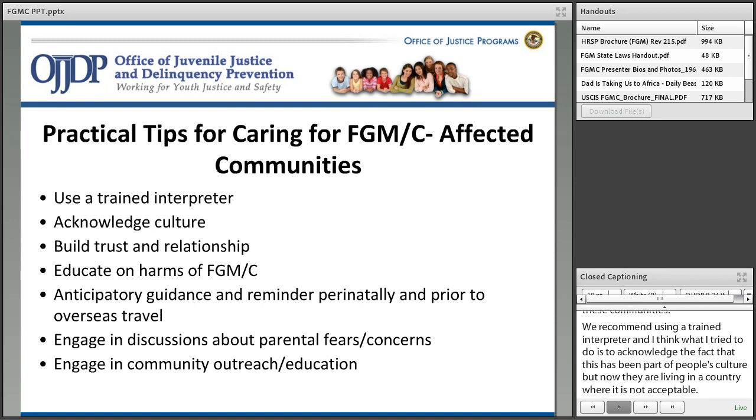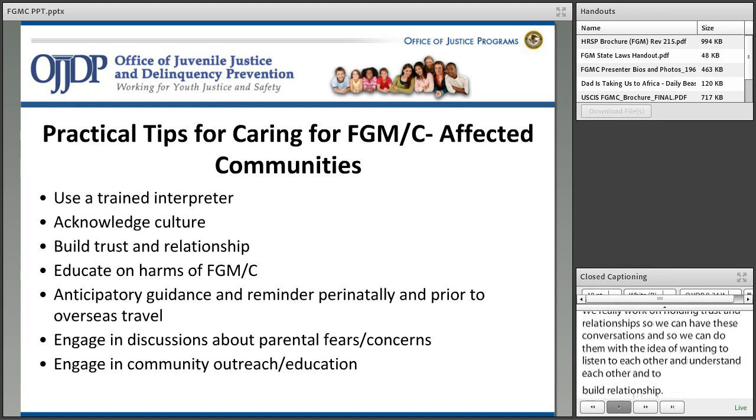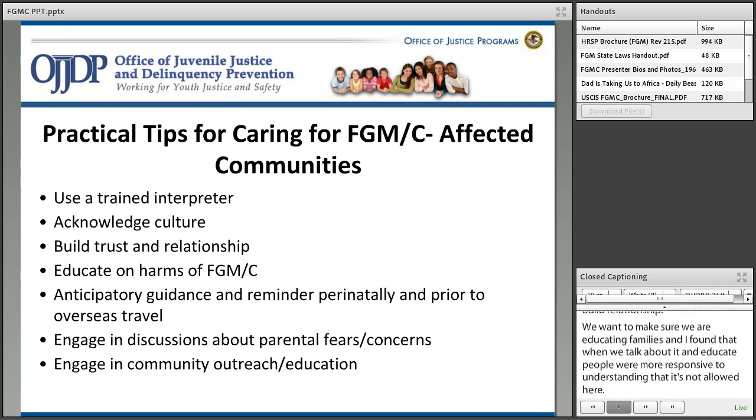We want to make sure that we're educating families, and I found that when we talk about it and educate people, they're much more responsive to understanding that this is not allowed here. And again, to provide anticipatory guidance and reminders to families that when they are pregnant, their female children will not be circumcised and it is not permitted, and to remind people prior to traveling overseas when we're doing any sort of travel immunizations that circumcision is not allowed for their female children.